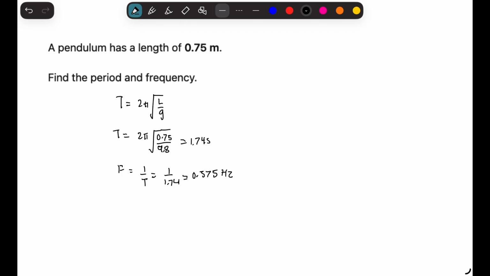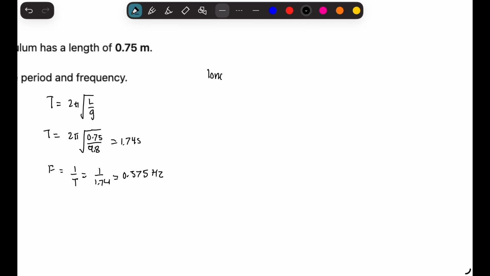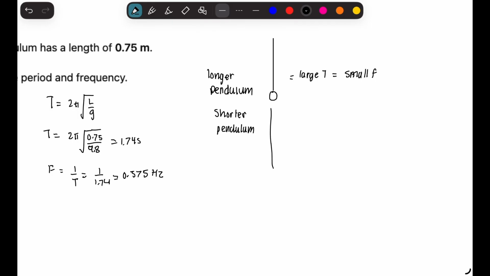So again, what we see in this pattern of questions is that when you have a longer pendulum, so a really long string, it's going to result in a large T and a small f. And if you have a shorter pendulum, you're going to have a smaller T and a larger f.